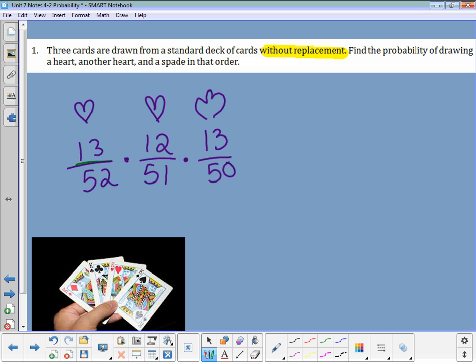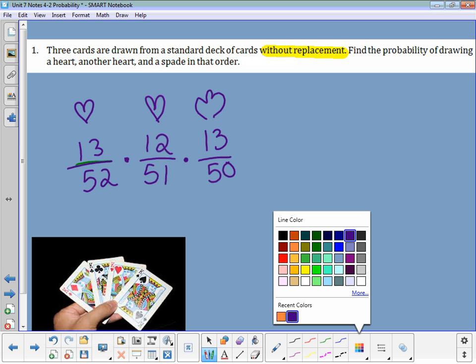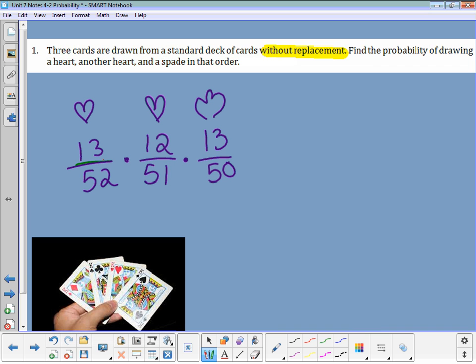Now I'm going to first multiply the numerator. So this times this times this, and that's going to give me 2,028. And then I'm going to do this times this times this, and I get 132,600. Divide those out, and I get 0.015. So that's the probability of that exact situation happening.